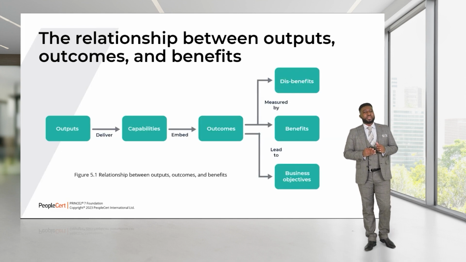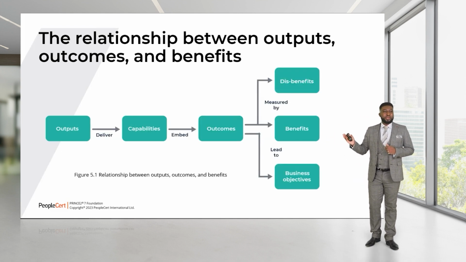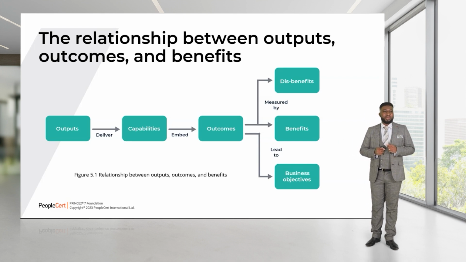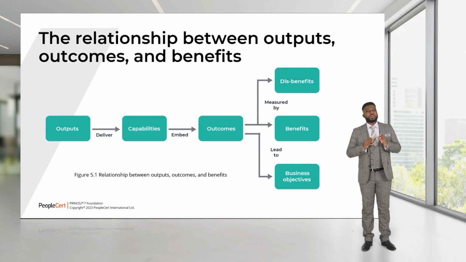Now, let's consider the key relationships between output, outcomes, and benefit. The output is what you're delivering within the project itself. This is your end product. This is your project product description, your PPD.